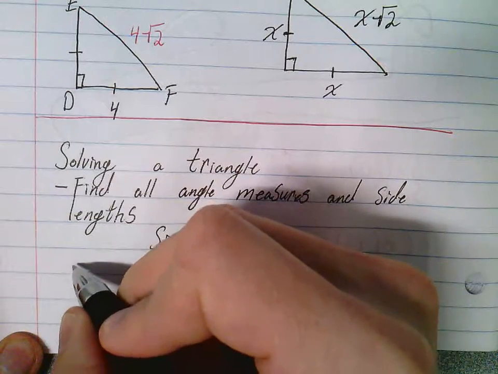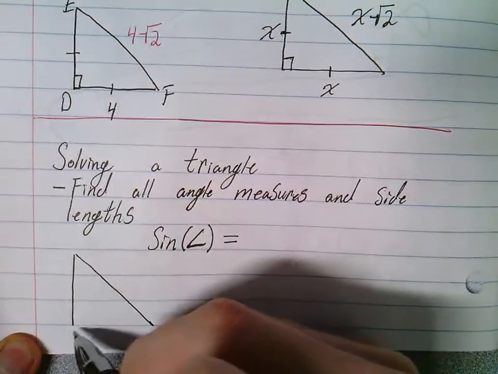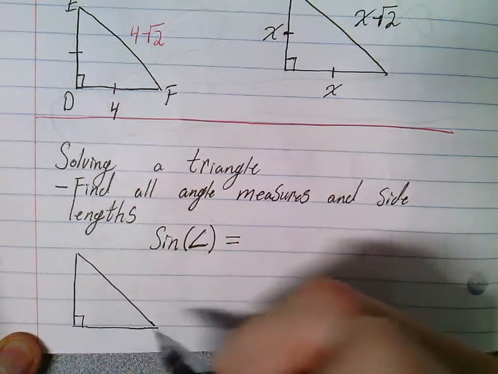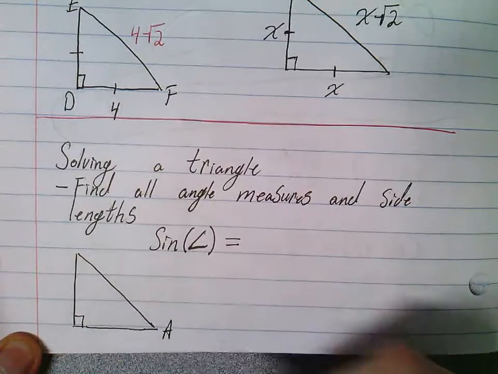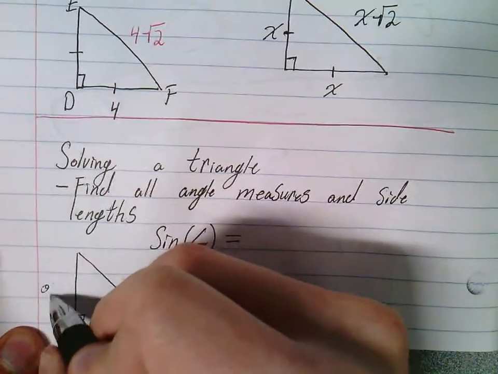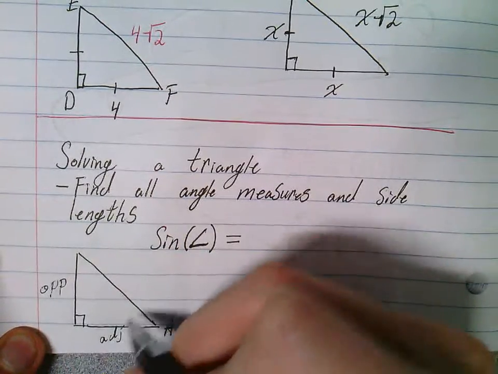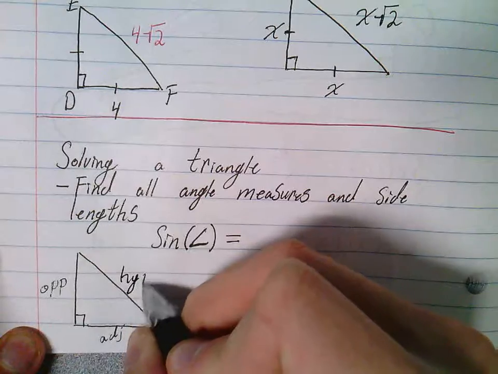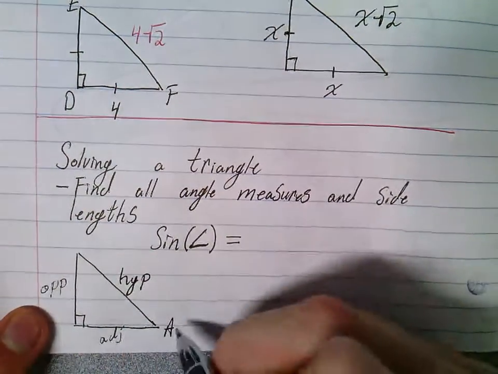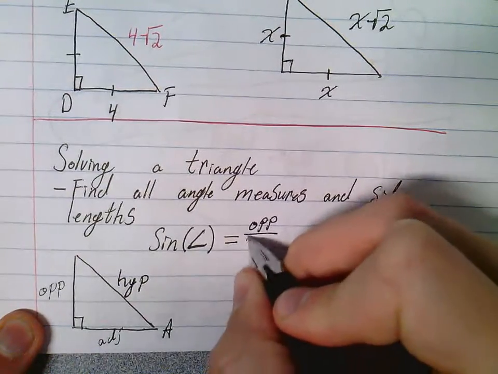If I had a right triangle here, and I call this angle A. Yeah, there you go. Good. Opposite over hypotenuse. This would be my opposite side, adjacent side, and hypotenuse. So when we talk about the sine of an angle, it will be the opposite over hypotenuse.